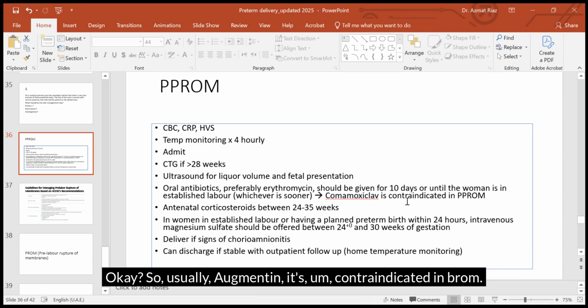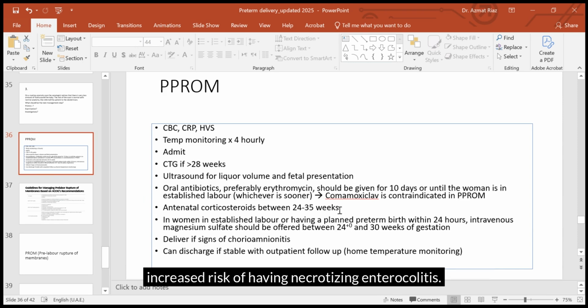Okay, so usually augmentin is contraindicated in PPROM. The reason is it has been shown by research that babies who are born after taking co-amoxiclav and after PPROM are at increased risk of having necrotizing enterocolitis.